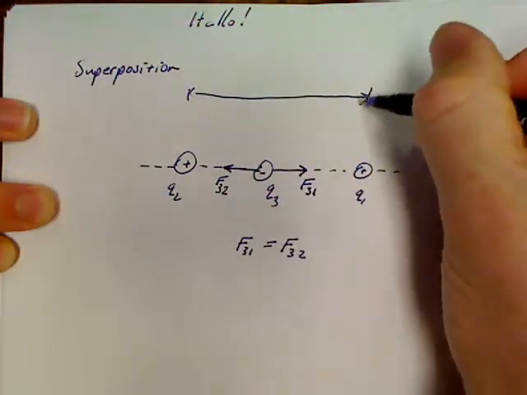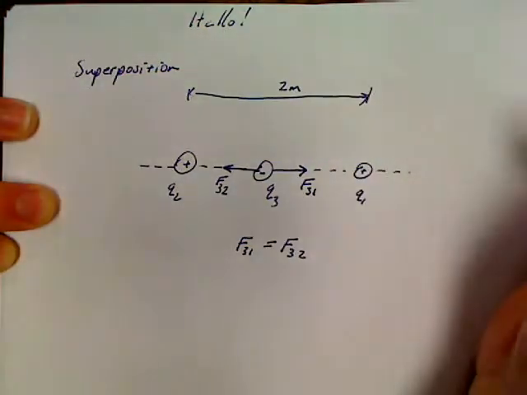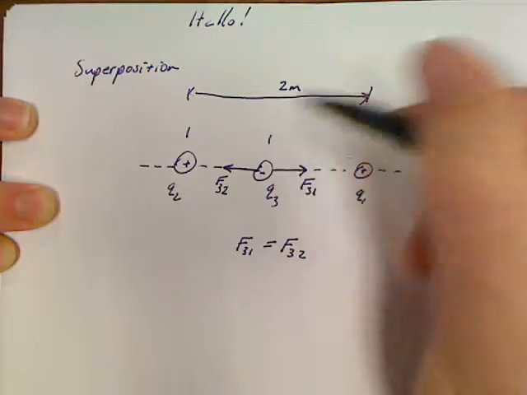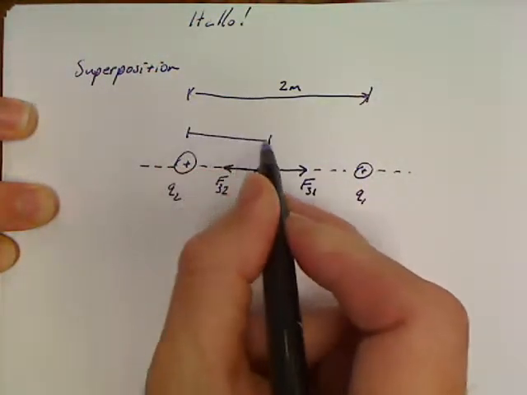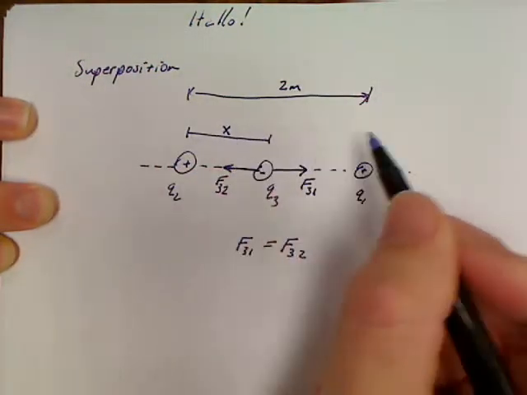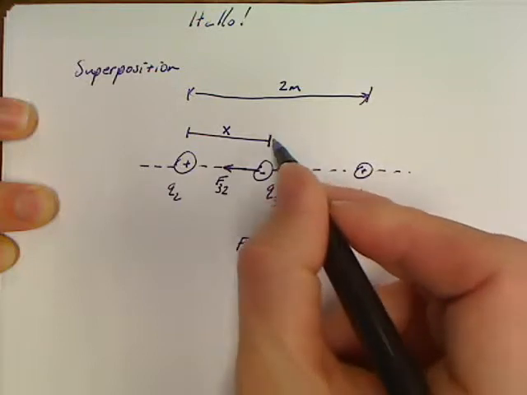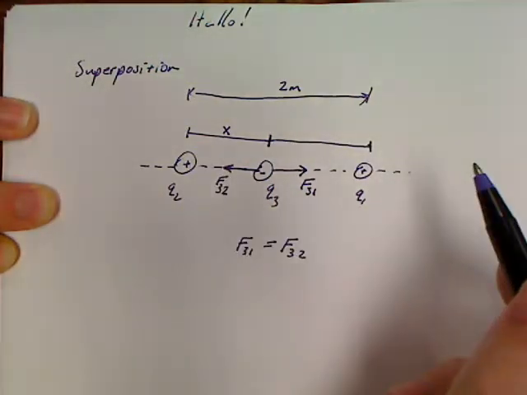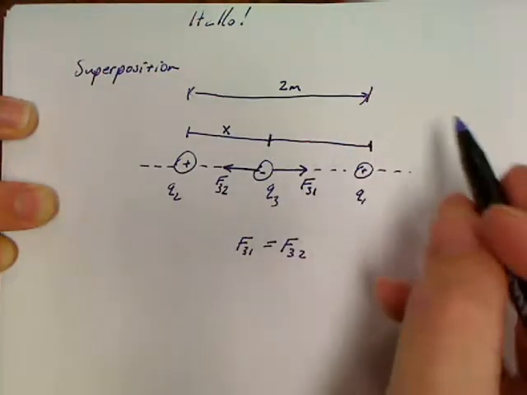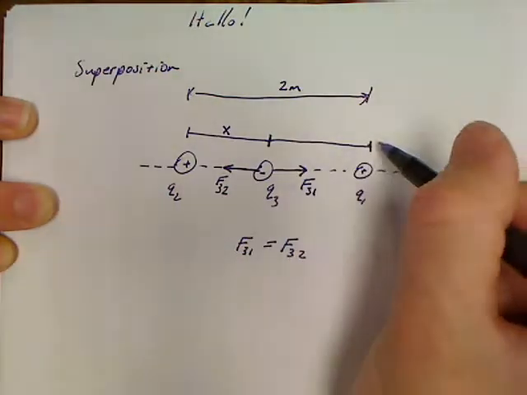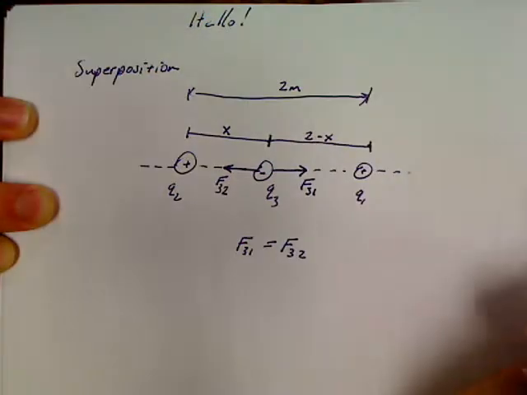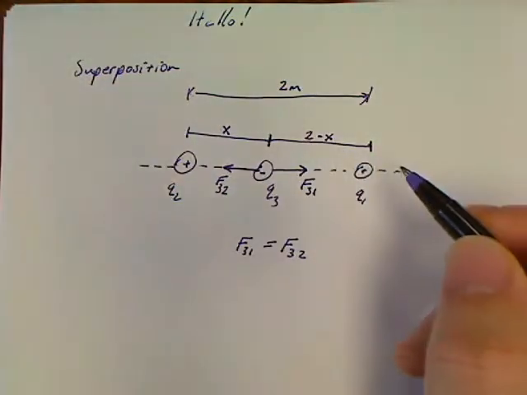We know that these two are 2 meters apart. And apparently what we're looking for is this x. The big key, the key to the problem right here, is when you do this: the distance from here to here is 2 minus x. And really, that's the key to the problem, writing that out.